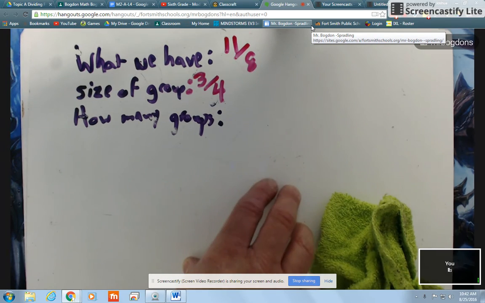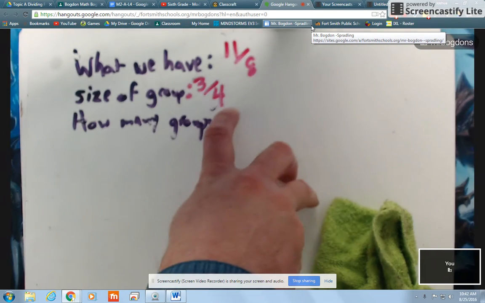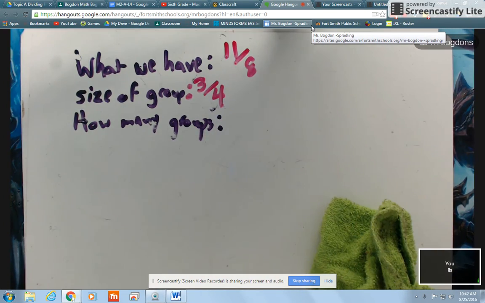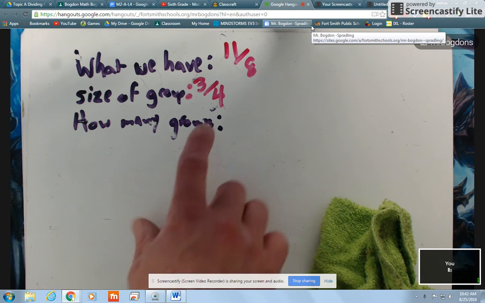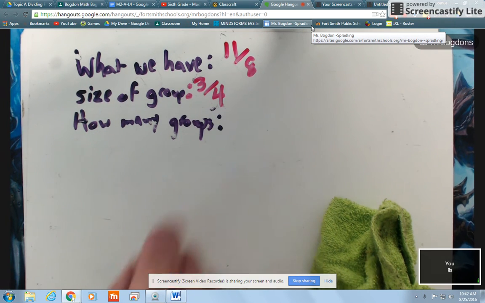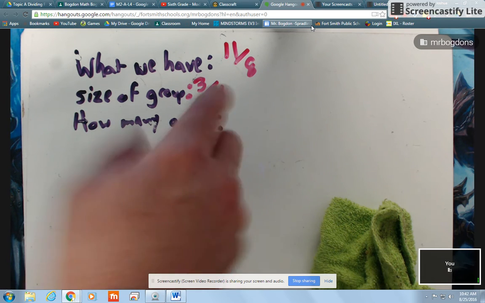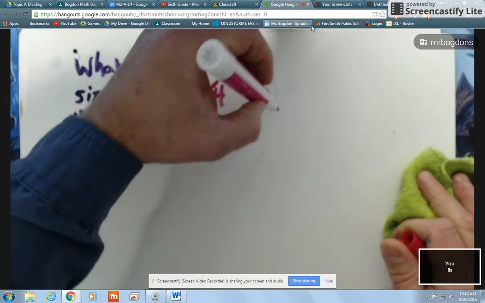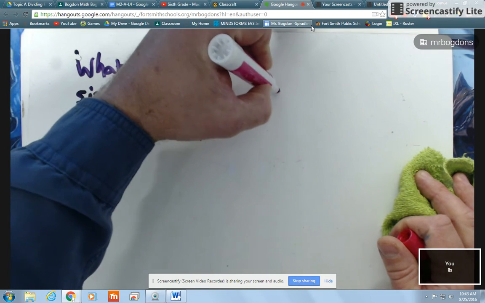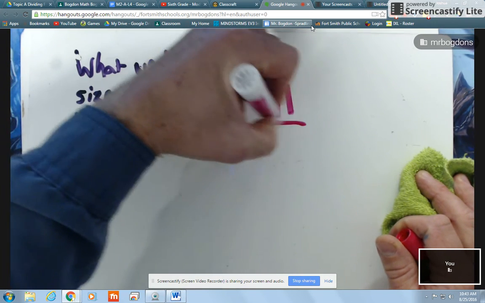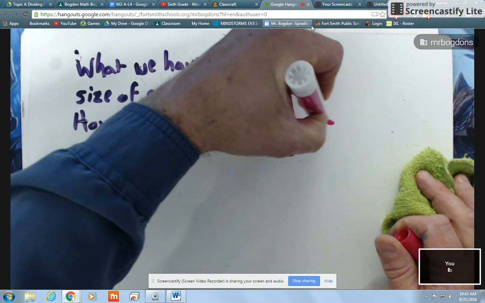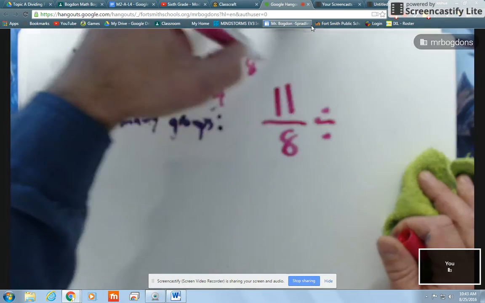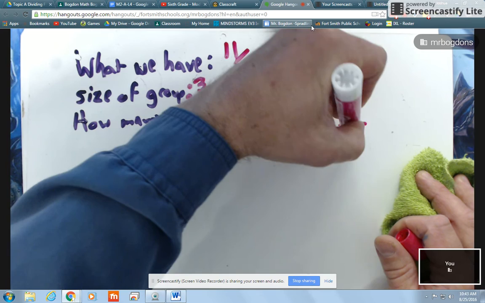Now what we have is 11/8. And remember, the question that we always need to ask ourselves is how many times will the divisor go into 11/8? And what the question wants is how many groups? How many groups of that size will come out of the divisor? So my division expression is going to look like what I have to share, 11/8 divided by 3/4.